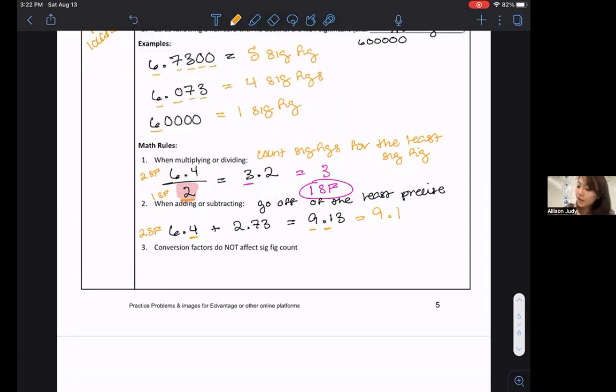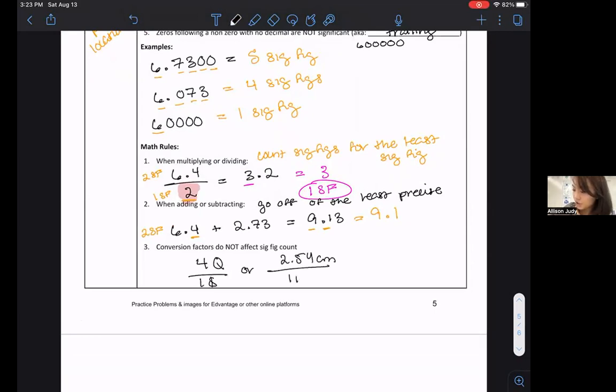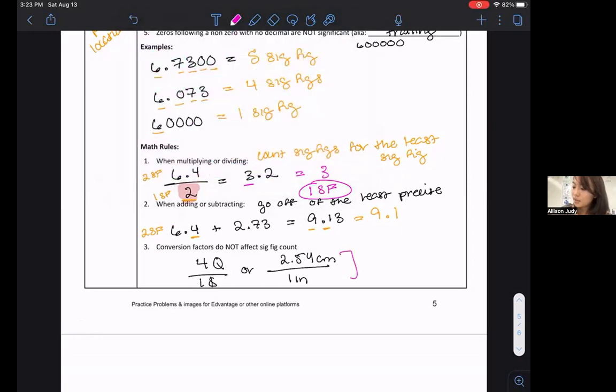Quick note, conversion factors have no effect on sig figs. So if you're using an equivalent like 4 quarters to $1 or 2.54 centimeters in an inch, the sig figs in these conversion factors do not impact your final answer. Why? Because they are math tools. And math tools are considered exact numbers. We call them exact numbers, all right? It's like saying they're a constant. That's another way of putting it. They act like a constant.